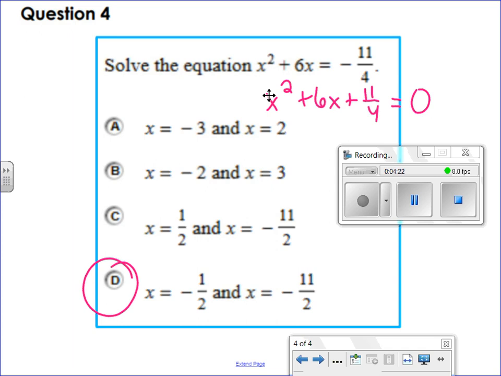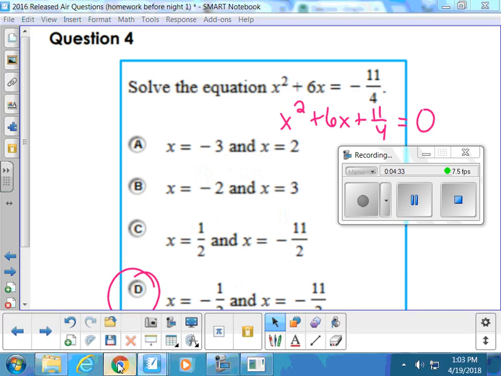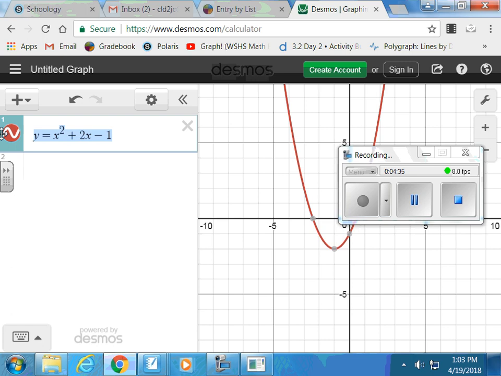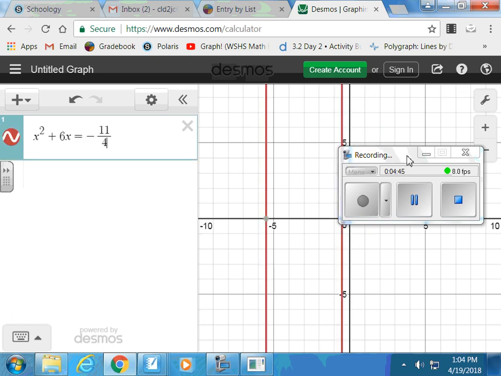This is a parabola, and if we graph the parabola, the 2 x-intercepts will be our solution points. Let's show you how to do that. So Desmos is an option on every single problem on the AIR test. So if you can use it, you want to use it. So can you tell me the equation since I forget? x squared plus 6x equals -11 over 4. Bam. So this is a parabola.